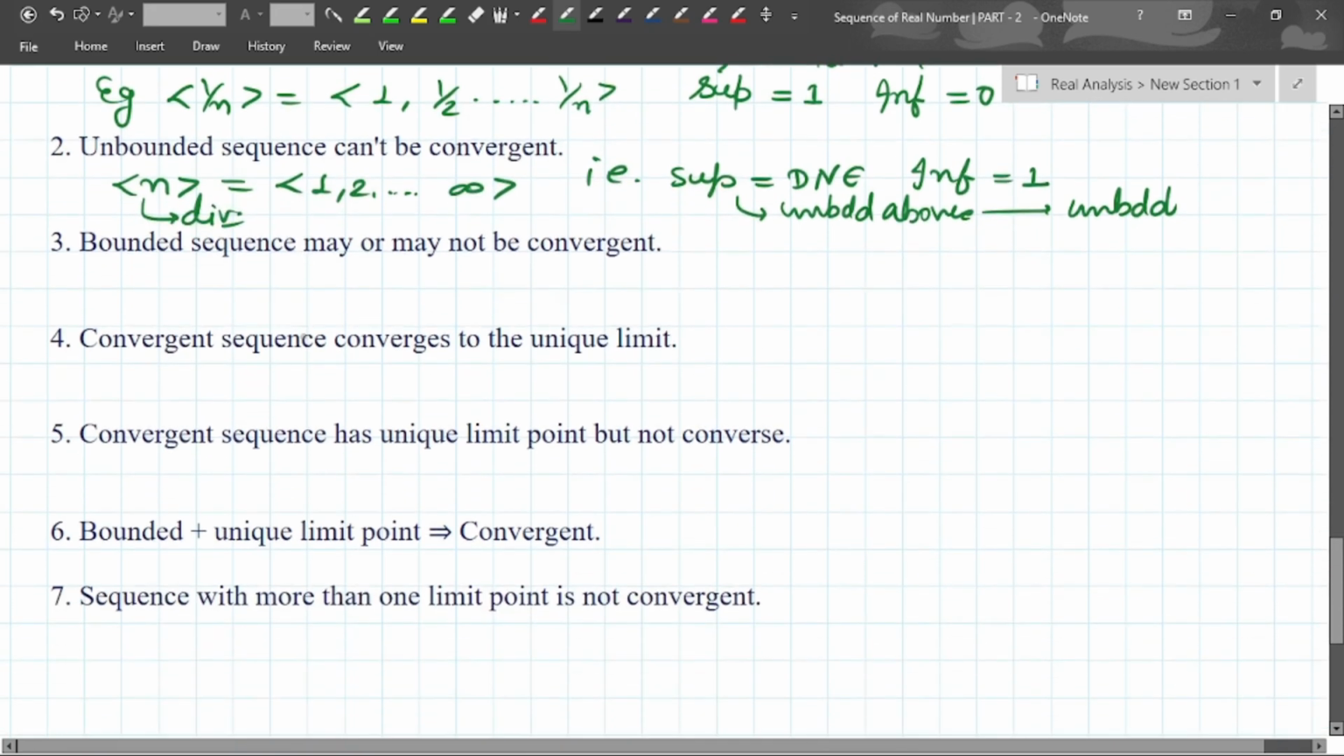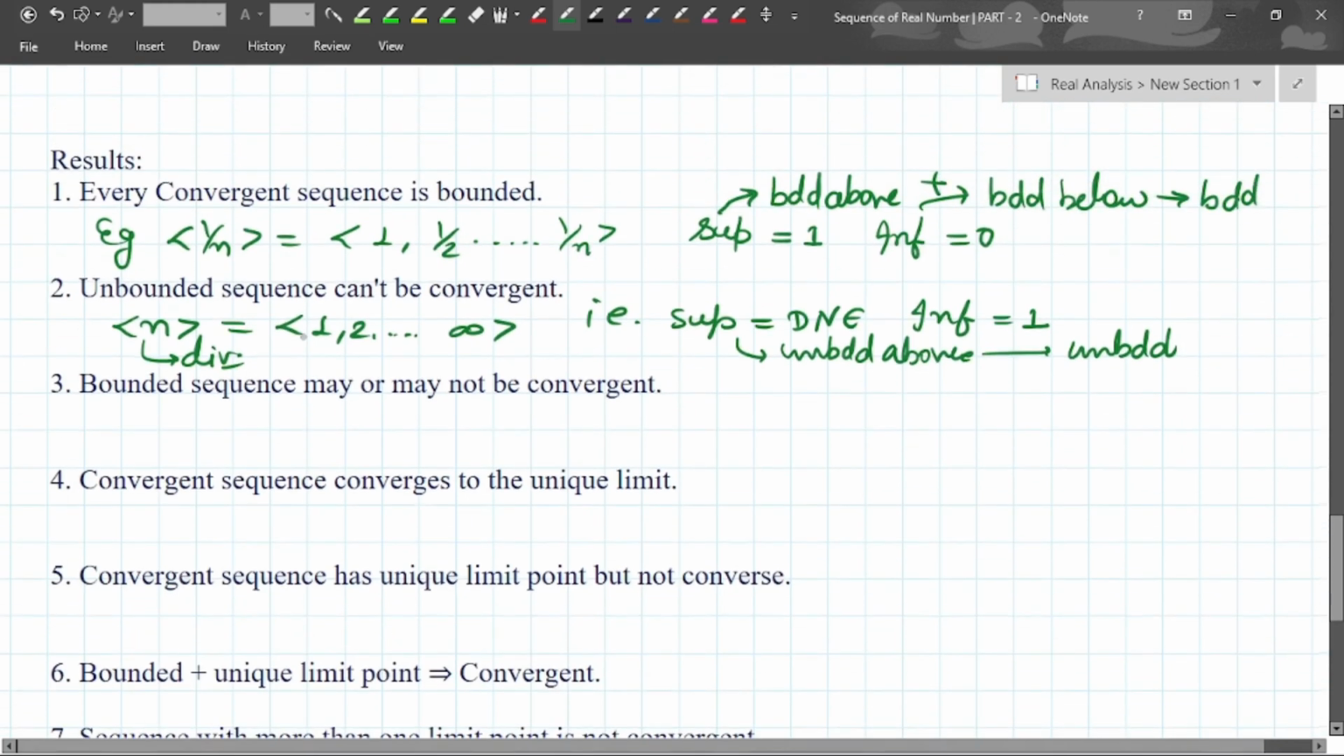A bounded sequence may or may not be convergent. See, this result and this result are totally different. A convergent sequence is always bounded, but it is not necessary that every bounded sequence is convergent.